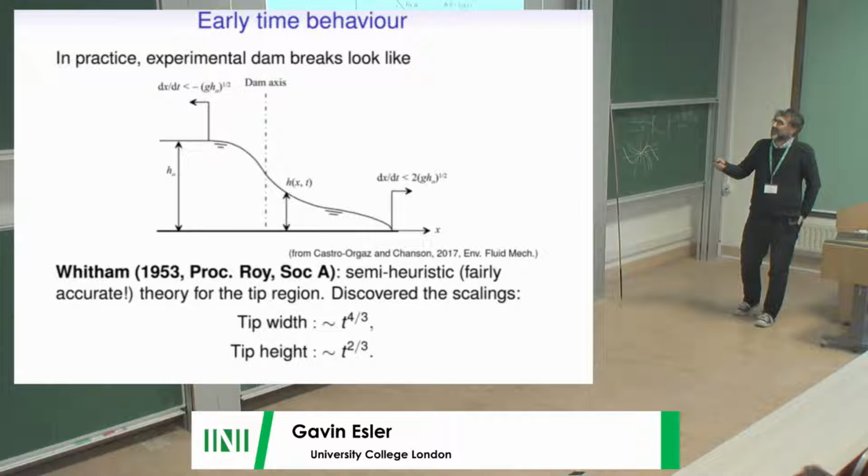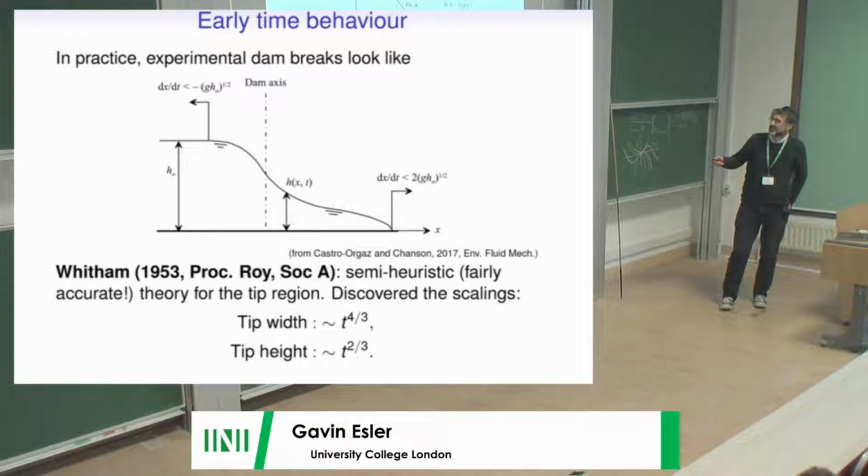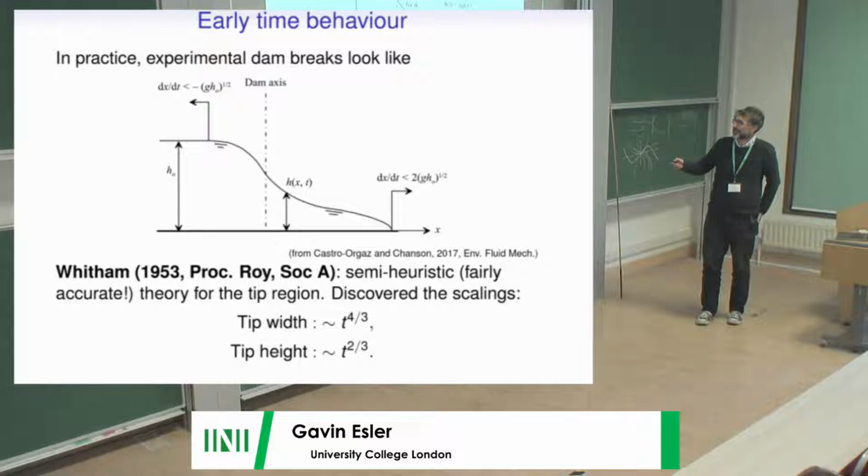What does a more realistic dam break flow look like in an experiment? Well, this is a sketch from a recent paper simulating these flows, with friction. The main thing that we're going to be focusing on is this tip region here, which obviously differs from the Ritter solution. It becomes rounded and it's retarded relative to the Ritter solution.